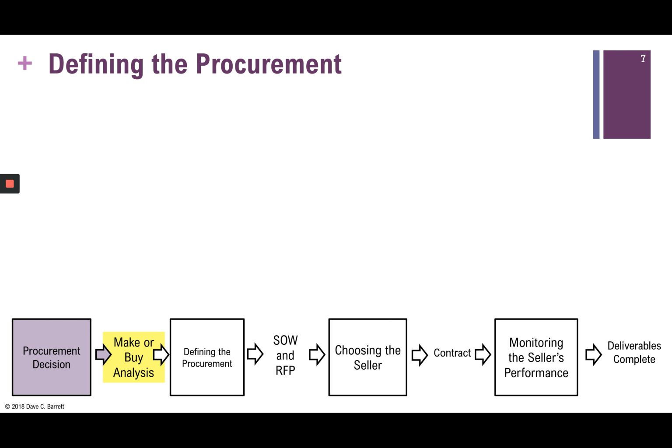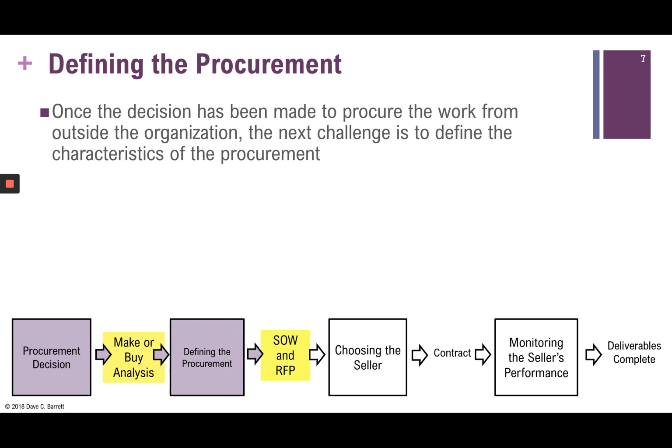Once we have something that we're going to procure, we'll then proceed on, and that's the step we're at now, defining the procurement. Once the decision has been made to procure the work from outside the organization, such as in the case study, the next step is we need to define the characteristics so that potential sellers can know what to propose to you. They're not mind readers. They can't just know what we need. We need to define that.